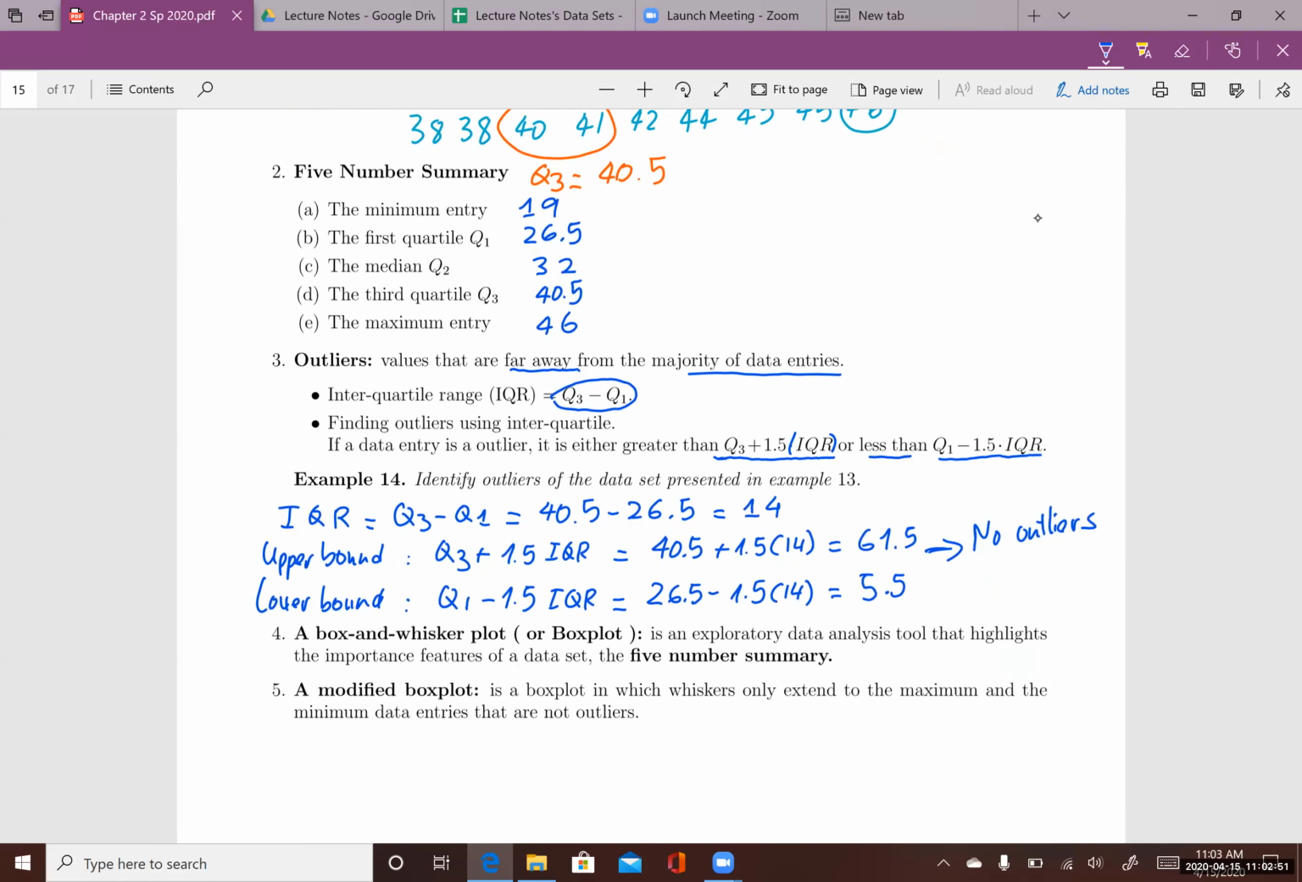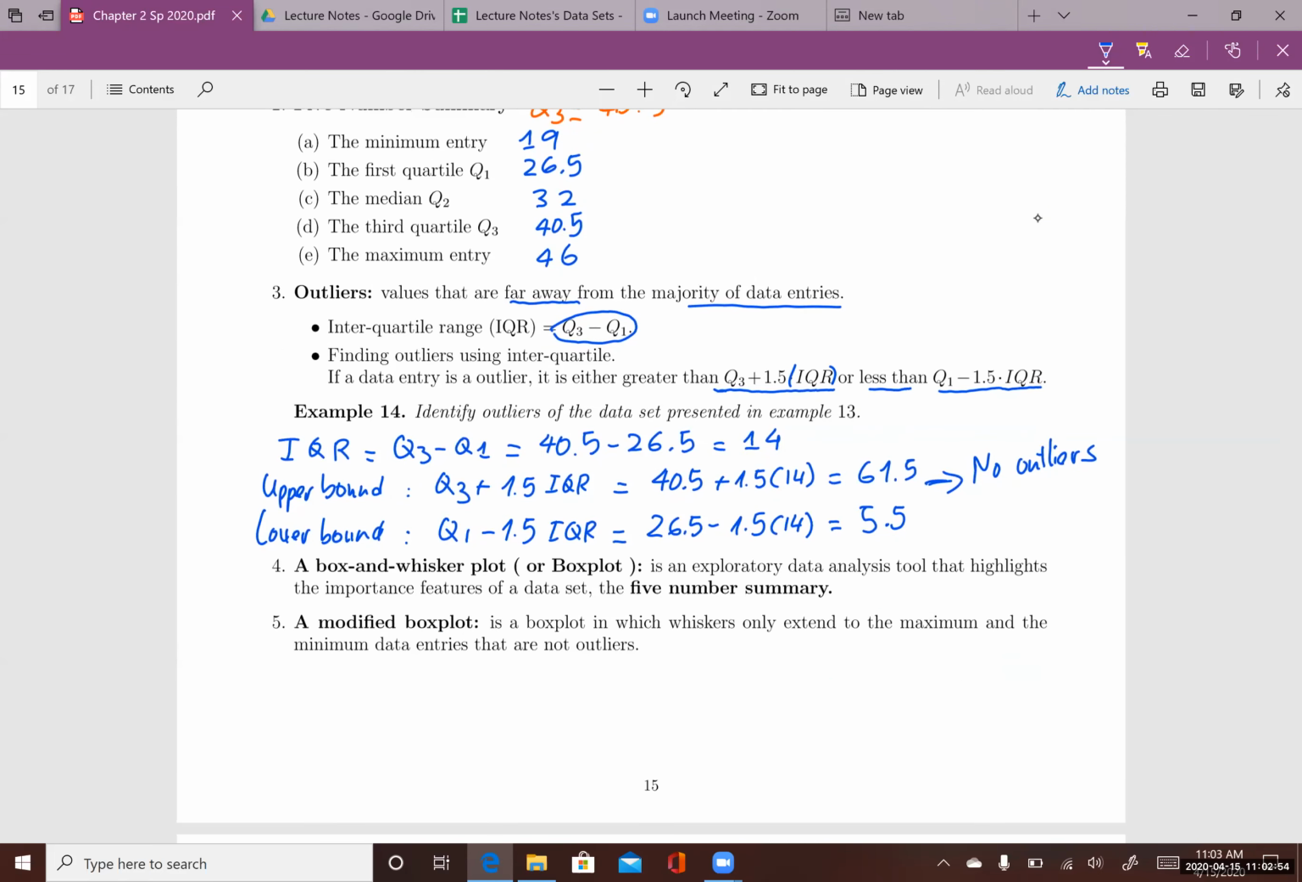Okay, so now we have the 5 number summary and we know how to identify outliers. We can create box plots for a data set. There are 2 different box plots. One is just a box and whisker plot, and usually they call it a box plot. This is an exploratory data analysis tool, an EDA tool that highlights the important features of the data set, which are the 5 number summary. Looking at this box plot, you will know the minimum value, maximum, Q1, Q2, Q3, and so on and so forth.